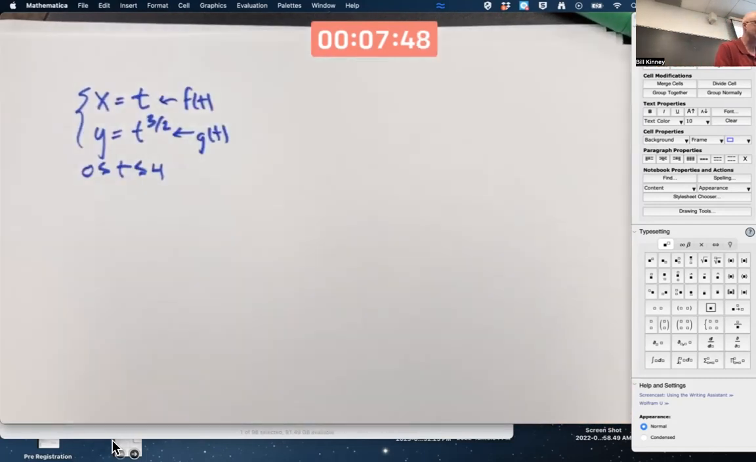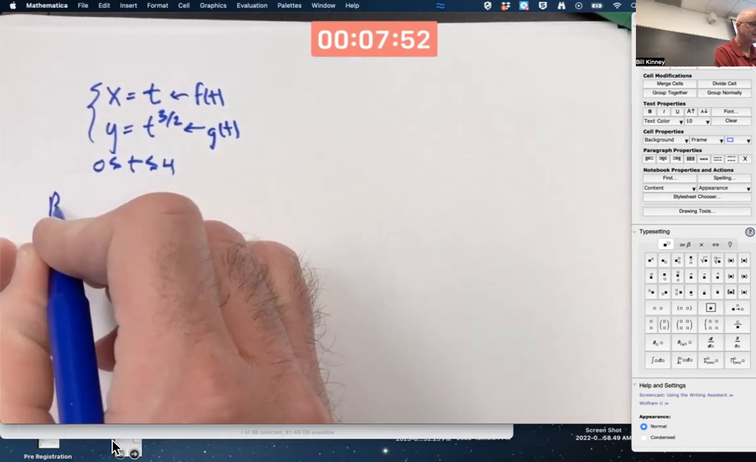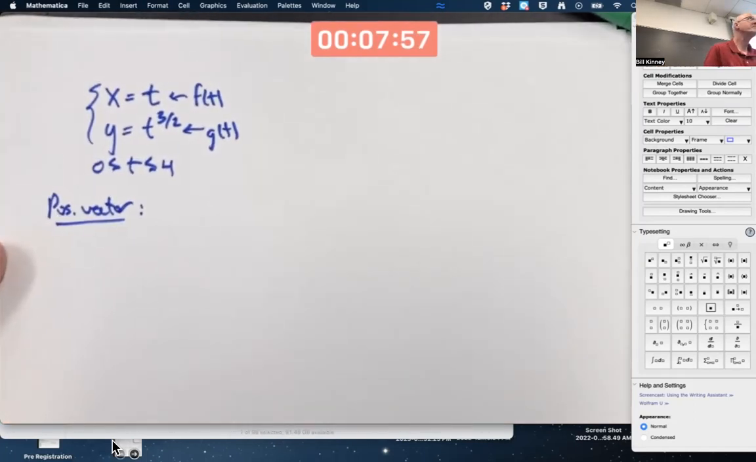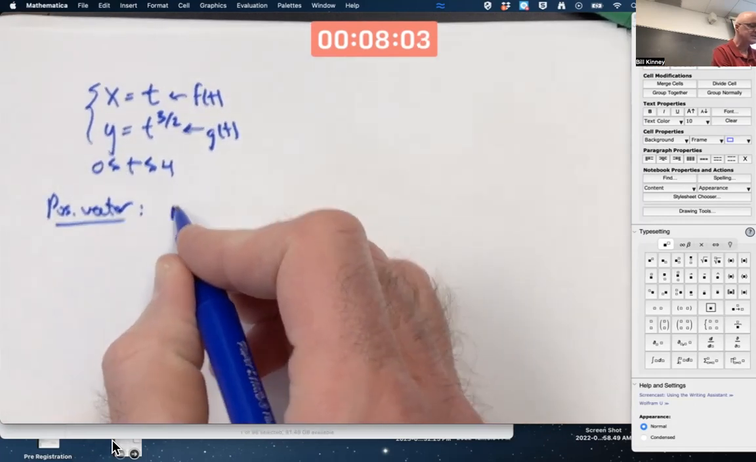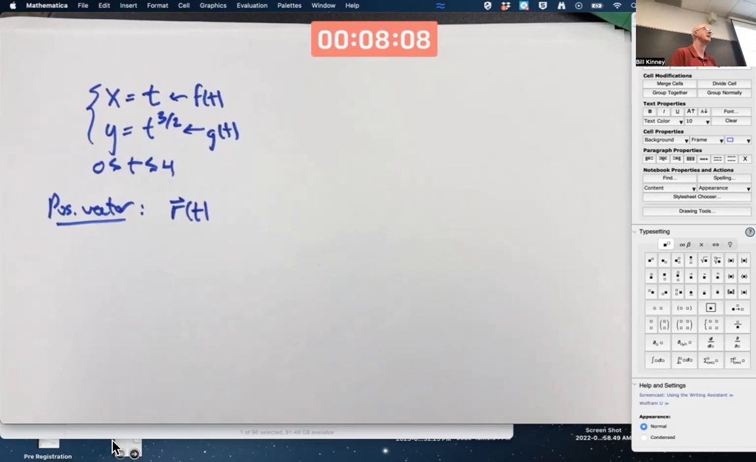Let's see if we can figure these things out. So the position vector, I will figure that out right now. I will also program these things into Mathematica so we can visualize them. The position vector is commonly called r of t. And remember, this little half arrow notation above the letter emphasizes this is a vector.